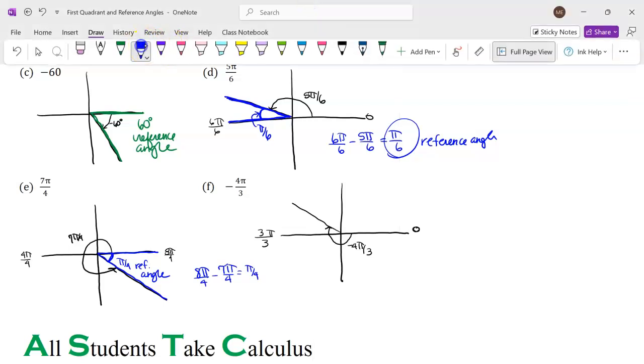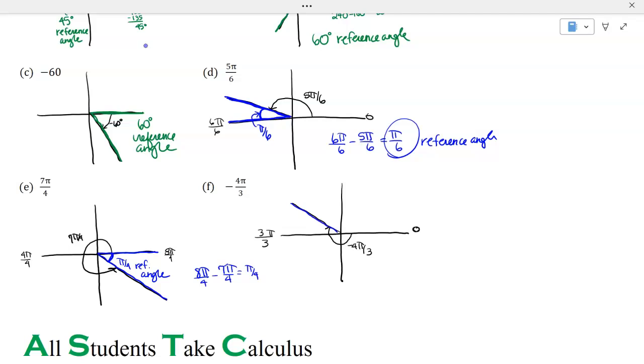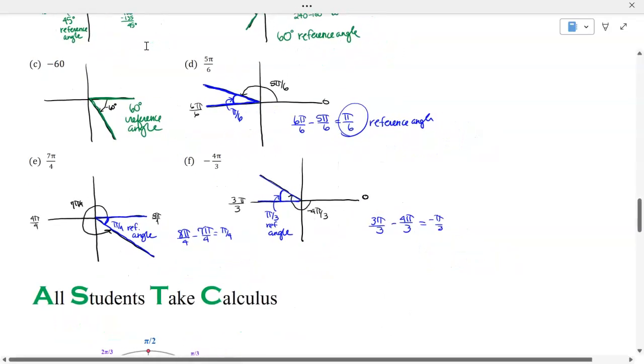And so now to find my reference angle, I'm going to use my terminal side and my x-axis to figure out what that reference angle is. And then I can just find my difference here between 3 pi over 3 and 4 pi over 3. 3 pi over 3 minus 4 pi over 3. And I don't really care what my sign is here. I know it ends up being negative, but I'm really just looking at that pi over 3. This is a pi over 3 reference angle. That's all I'm looking for, is the difference between those two.